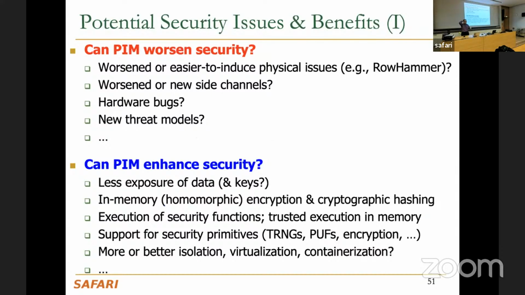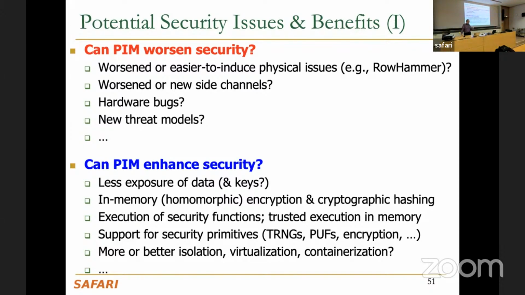So these are also some answers to what we already discussed, and what you also presented and mentioned. So can PIM worsen security? It can worsen or make it easier to induce physical issues like RowHammer, as one of you mentioned. It can also worsen things with new side channel attacks, like hardware bugs as well, and new threat models, since it's a new component that you have, so you can also come up with new threat models.